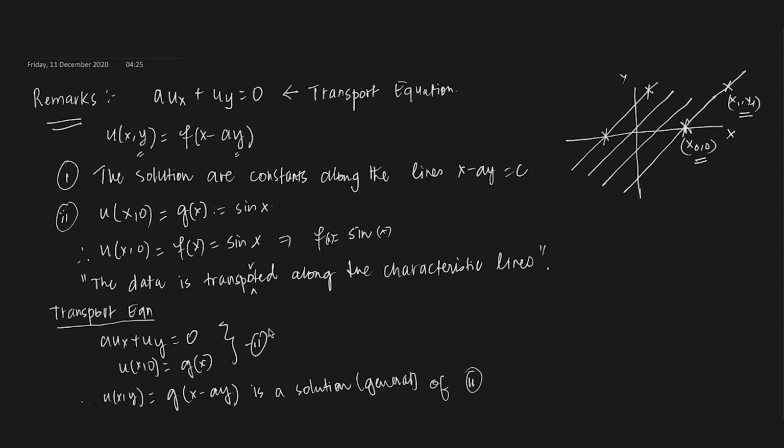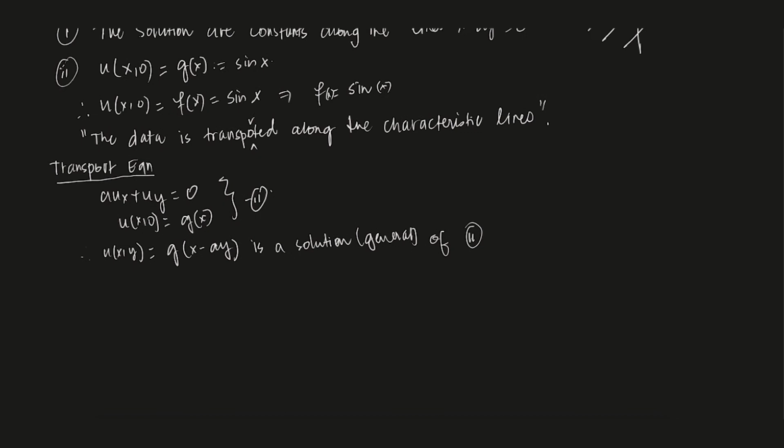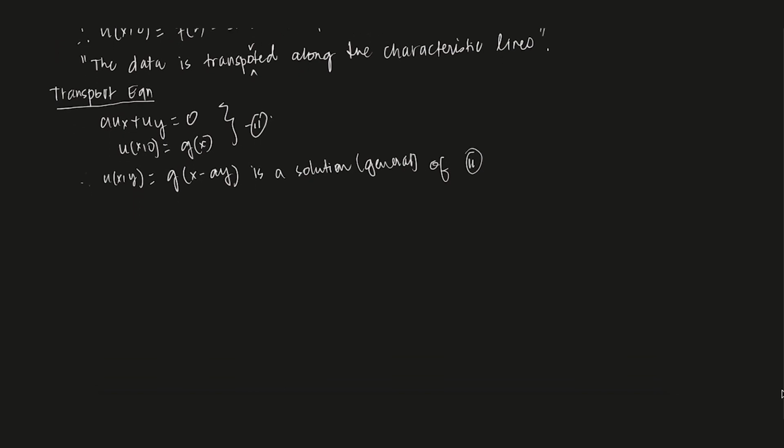But for now, what I'm going to do is this. Of course, you can solve this and get the solution to be f of x minus ay, then put in the initial condition, get that f is g, and replace it to get the solution. But for now I am not going to assume this. We are going to do something else, and please keep this in mind, because this is what we are going to use.